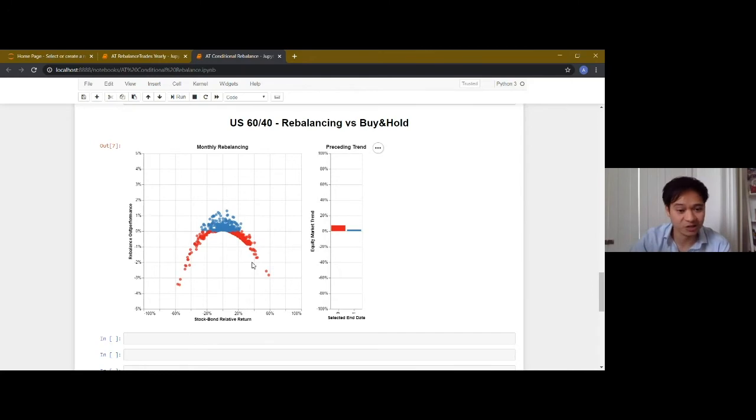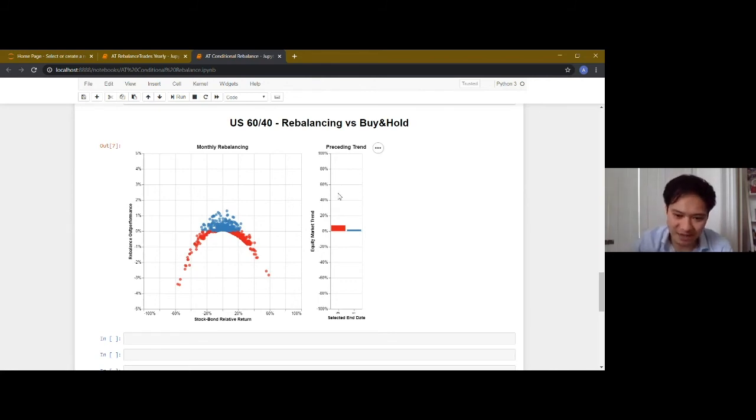The red dots are when rebalancing underperforms buy and hold. And you can see that these are much larger. They stretch much further on the chart. So when rebalancing is outperforming, it's outperforming by a small amount. When it underperforms, it can underperform by a lot.